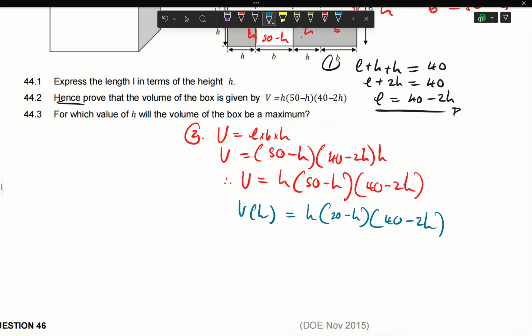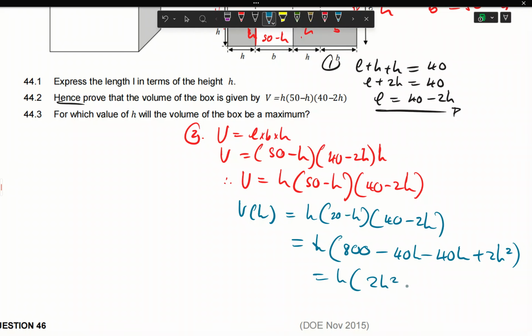For us to take the derivative, guys, we have to multiply everything out. So let's keep the h outside first. 50 times 40, that's 2000, and 50 times negative 2h gives negative 100h. Negative h times 40 gives negative 40h, and then plus 2h squared. Let's group: this part will give you negative 140h plus 2000. So now this is going to give you 2h cubed minus 140h squared plus 2000h.